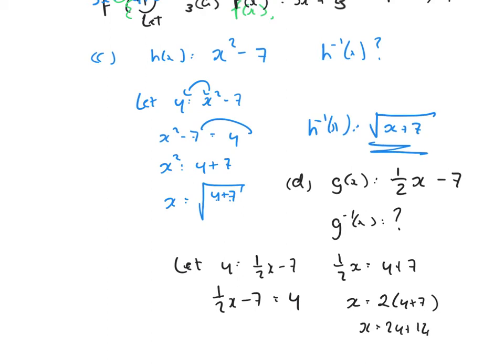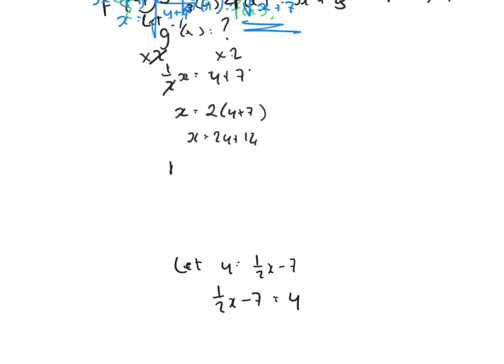How did I get that? Let's just go over that again. I've got rid of the half there by multiplying both sides by 2. So times 2 divided by 2 cancels out, leaving me with 1x, and then 2 bracket y plus 7, 2y plus 14. Okay, so h of minus 1 of x equals 2x plus 14. That's the inverse function.